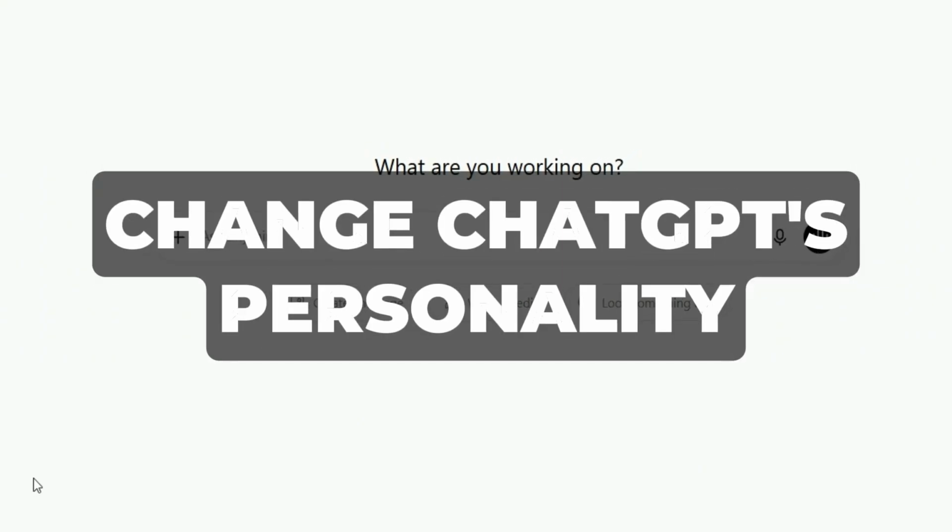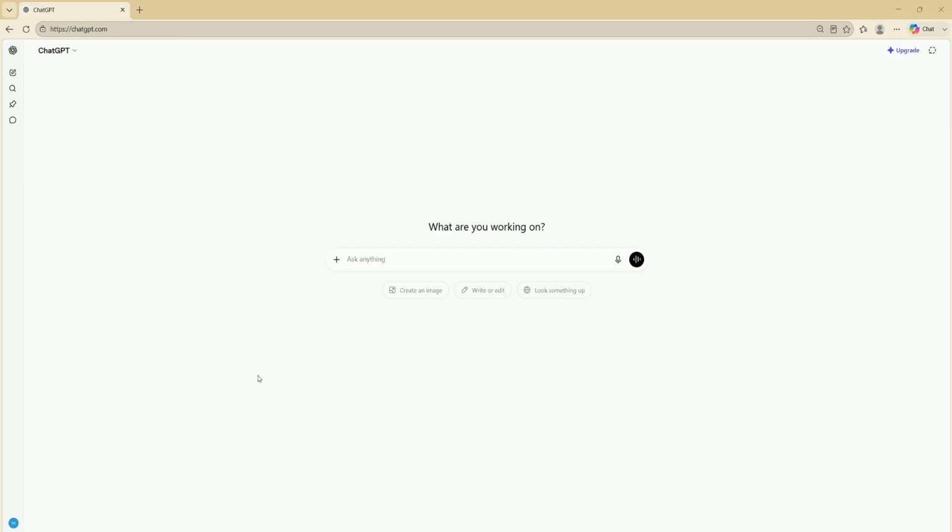Have you ever noticed that ChatGPT can sometimes sound a little too robotic, overly enthusiastic, or just completely missing the mark with its tone? Most people try to fix this by writing massive prompts, but there's a much easier way. ChatGPT includes built-in personalization settings that let you change how it communicates with you. Here's how to change your ChatGPT personality in under 2 minutes.